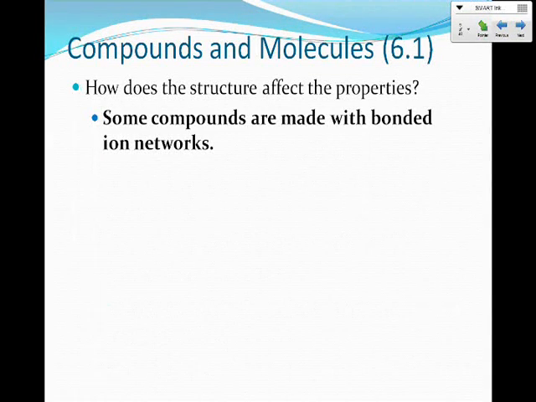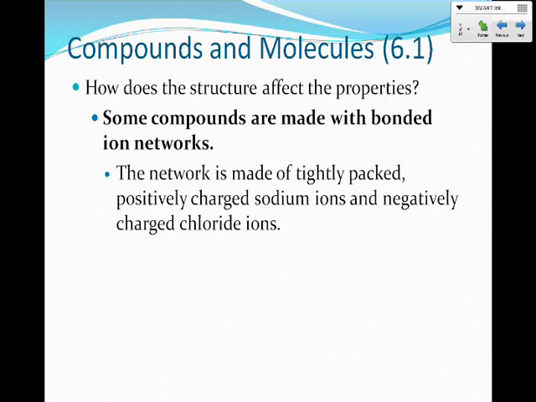Now, the second type of network structure that we want to talk about is the bonded ion network. So far we've talked about two different types of network structures, and now we're talking about bonded ion networks. This is a network made of tightly packed, positively charged ions and negatively charged ions. That's why it's called the bonded ion network. It takes positive ions and negative ions and pulls them together.